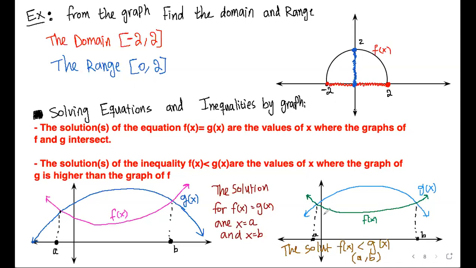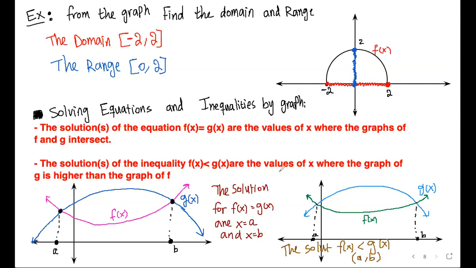Okay, let me give you a fast review again. If we're looking for the solution for f of x equal g of x, we're looking for the intersect between these two curves. Where is the intersect? The first intersect is this point, so the solution is x equal a. The second intersect is this point, x equal b.